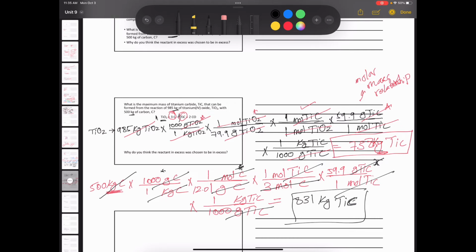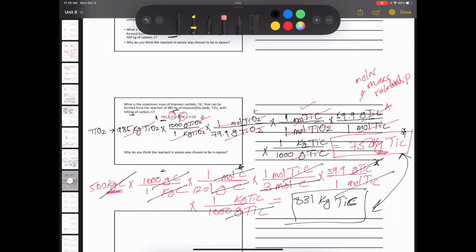Put this one in a box. Now comparing these two to each other, what is the maximum amount I can get for titanium carbide from this reaction? It is the 738. Because the titanium oxide will be depleted first in this reaction, leaving us with an excess of carbon in this reaction. So I am limited with my product on how much titanium oxide I have.